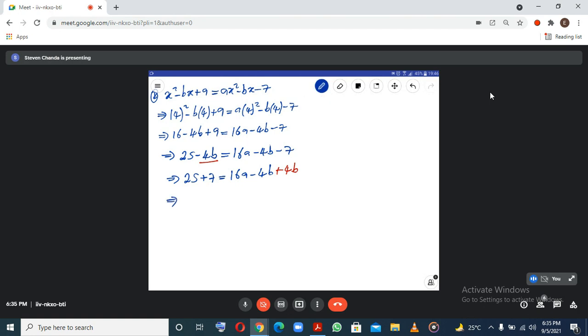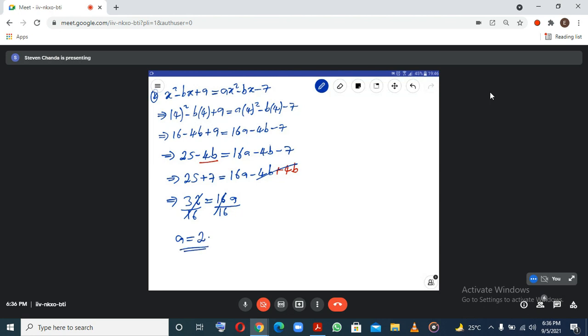So after we've done that, those cancel themselves, right? So we're having 25 plus 7, that's 32. So 32 is equal to 16a. So you're going to have, there 16, there 16, so your a is equal to 2.